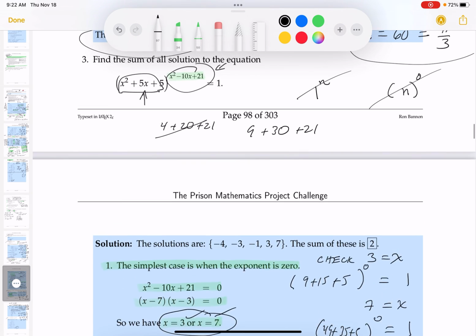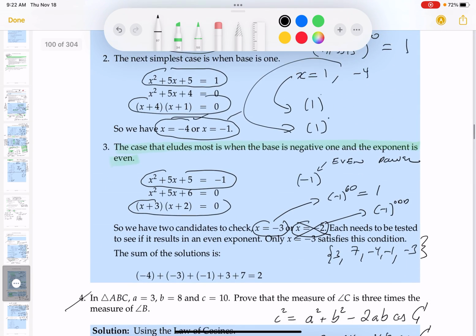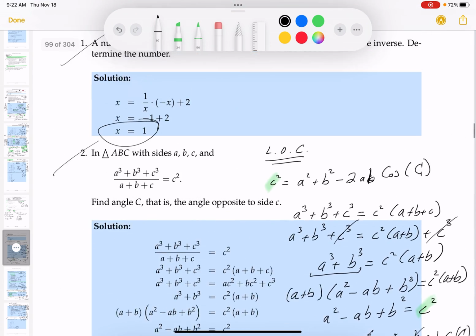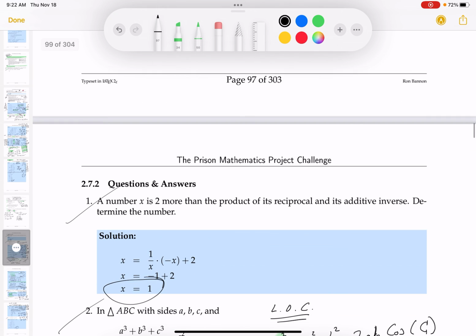What's their question, though? Find the sum of all the solutions to the problem. Let's write this down. The sum of all solutions to the problem is going to be, well, 3 minus 3 is 0. Minus 4 minus 1 is minus 5 plus 7. It's 2. The answer is 2. All right, so we finished it up. Tough. Some of the questions are extremely difficult. I'm not saying they weren't, but we got through that.